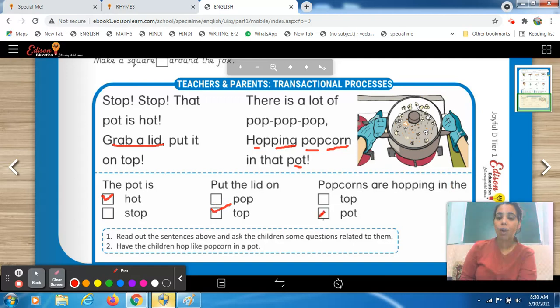Okay, the next is popcorns are hopping in the, where are popcorns hopping? Popcorns are hopping in the top? No, popcorns are hopping in that pot. So pot is the correct word, right? So students, you have to complete this worksheet. I'm giving you some time to complete this worksheet. Then we are moving ahead towards our next subject. Okay, till then you have to do this sentence reading. Along with it, you have to answer those questions.